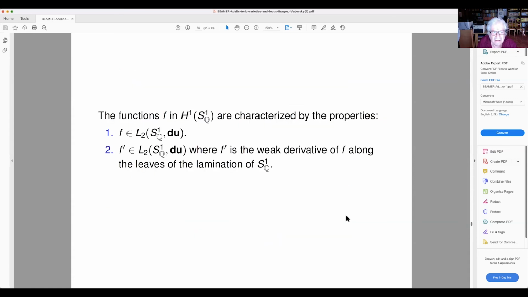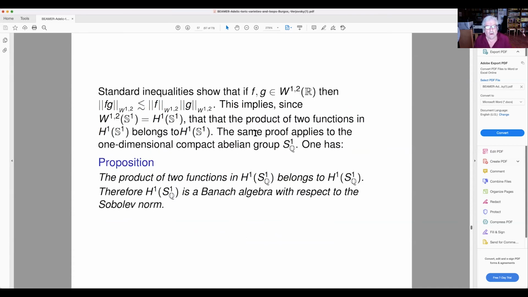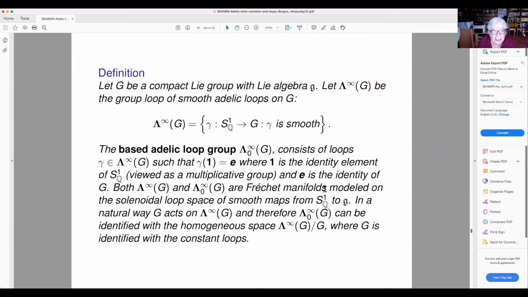The functions of Sobolev space are characterized by Fourier analysis: f is in L2, and f prime is also in L2, where f prime is the weak derivative. So you use analysis, and this is the important thing. I'm taking Sobolev maps from the solenoid to the Lie group, and this is a Banach algebra: multiplication is closed. Then you consider exactly the Adelic group, with maps sending the identity to the identity.